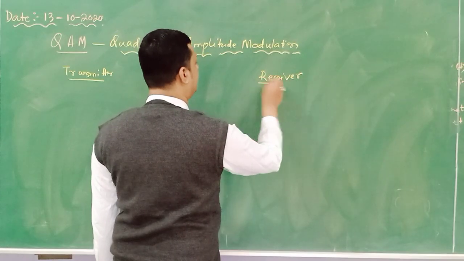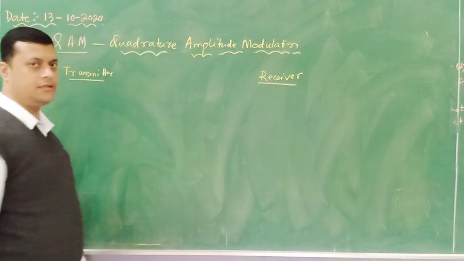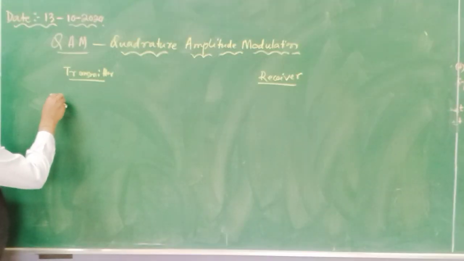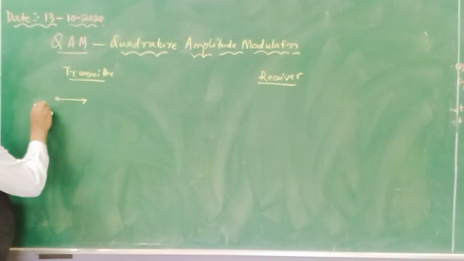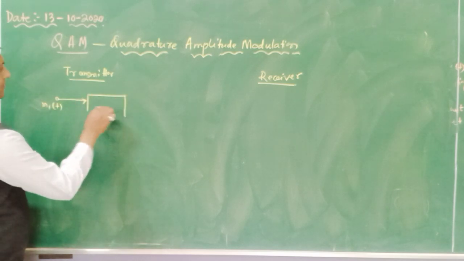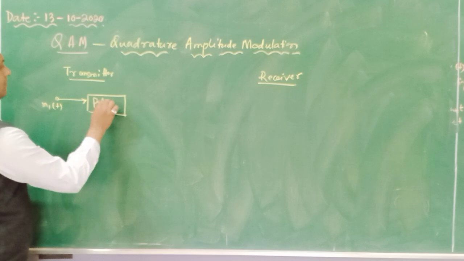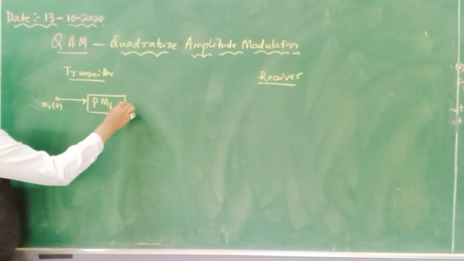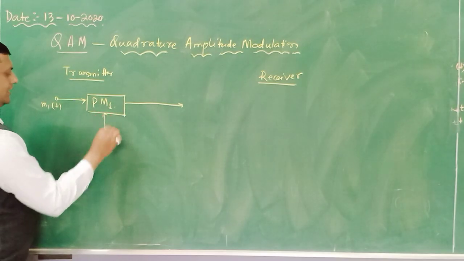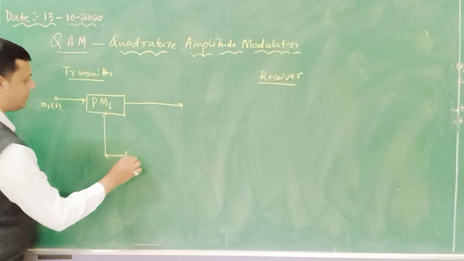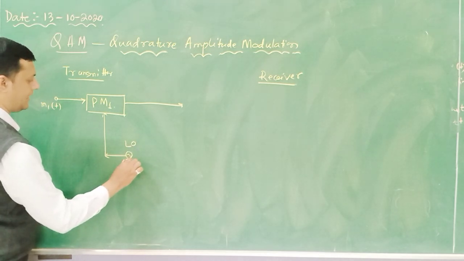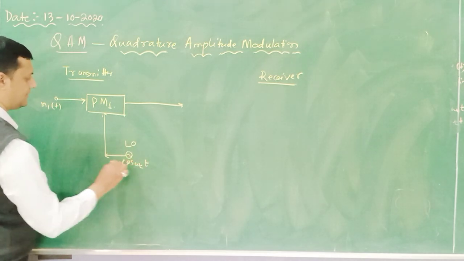This is the receiver part. Then, first the transmitter part. There are two modulating signals, M1 of t, provided to this first product modulator PM1. To this product modulator, we provide the local oscillator carrier frequency as cos omega c.